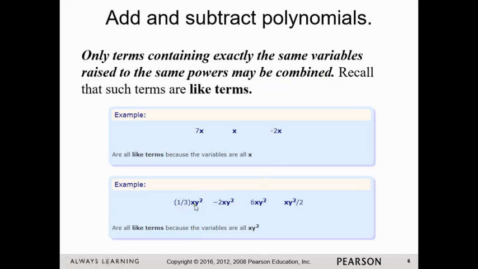We've got 1/3 x squared, negative 2x y squared, 1/3 x y squared, negative 2xy squared, 6xy squared, xy squared divided by 2. Notice that we have the same variables here raised to the same powers. So for that reason, these are also like terms.